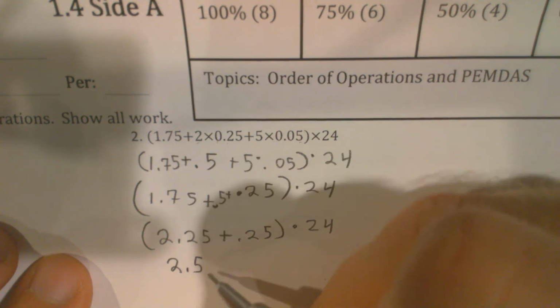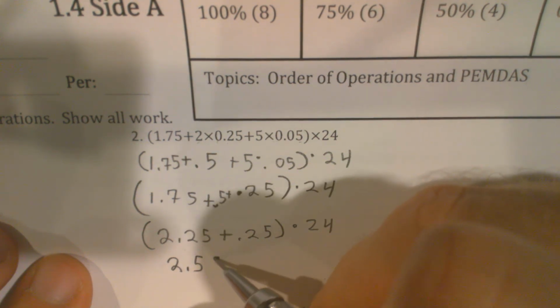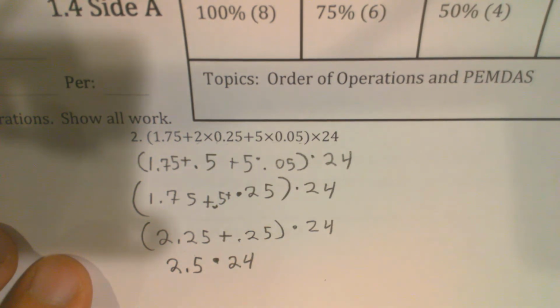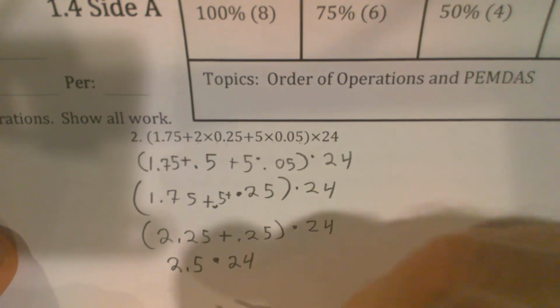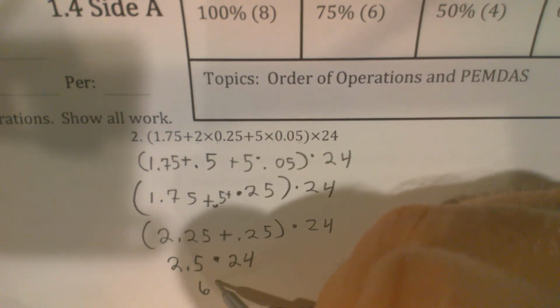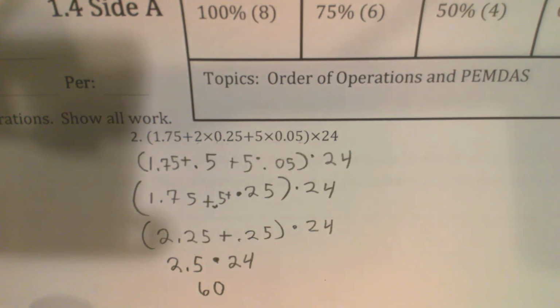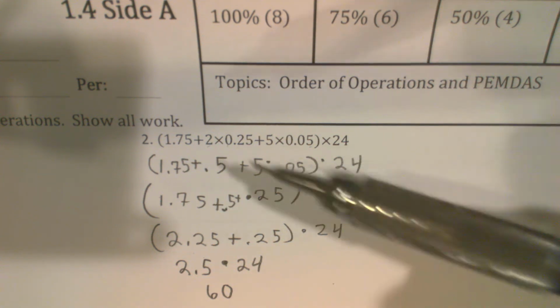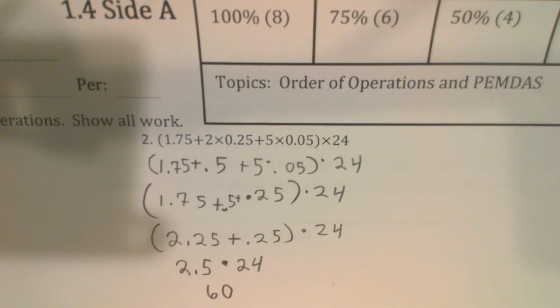We're going to multiply this by 24. 2.5 times 24 gives us 60. So at first this problem might have looked a little bit intimidating, but break it down part by part and you should be okay.